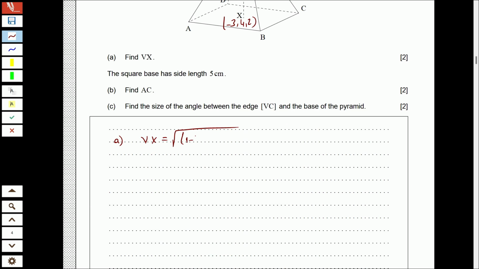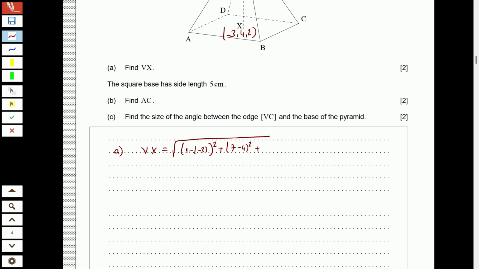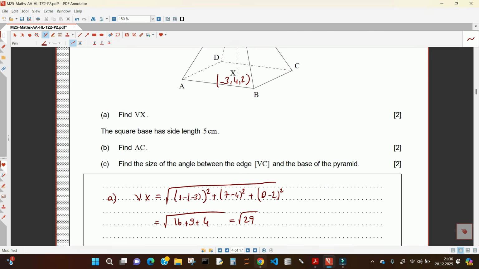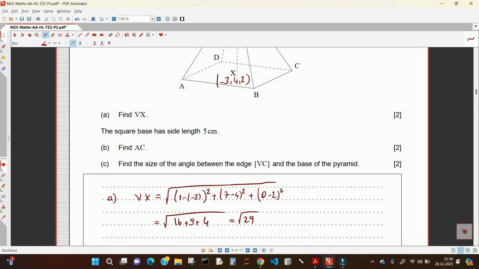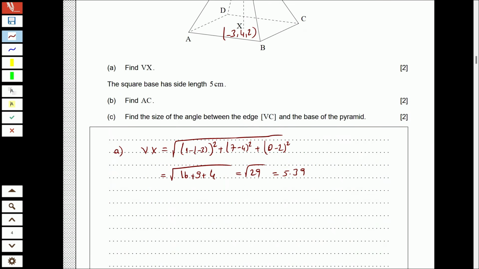For example, (1 minus minus 3) squared plus (7 minus 4) squared plus (0 minus 2) squared, which will be 4 squared is 16, 3 squared is 9, and 2 squared is 4. It's going to be the square root of 29. We can calculate this. Square root of 29 is 5.39.